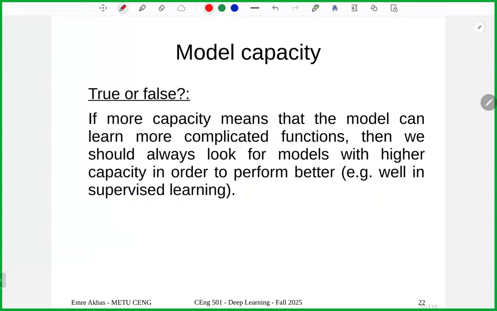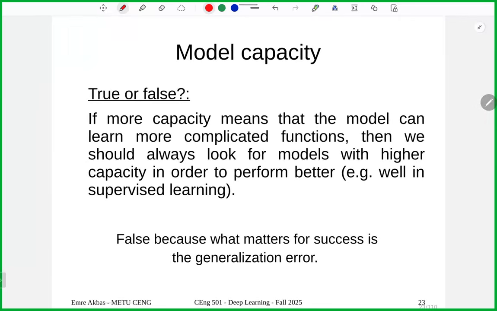Here's a question for you. If more capacity means that the model can learn more complicated functions, then we should always look for models with higher capacity in order to perform better. Do you think this is true or false? Okay, mostly false. Anybody for true? No? Okay. A few.